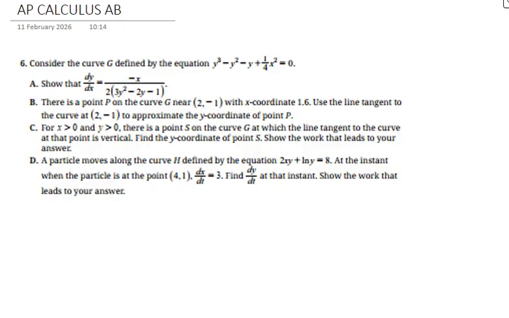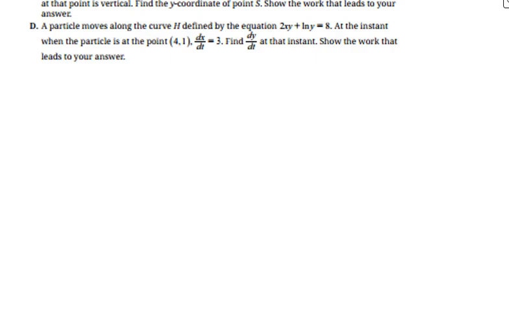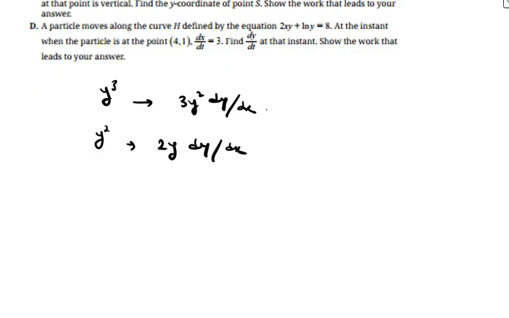So first, differentiate implicitly. We differentiate both sides with respect to x, term by term. The derivative of y cubed is 3y squared dy/dx. The derivative of y squared is 2y dy/dx. The derivative of y is dy/dx, and the derivative of 1 by 4 x squared is 1 by 2 x, and the derivative of 0 is 0.